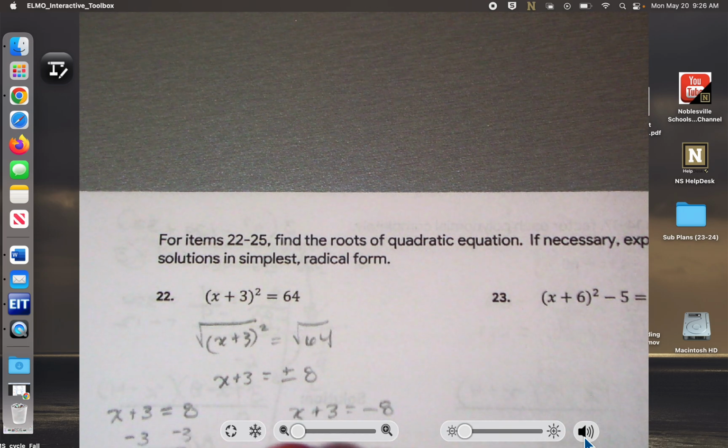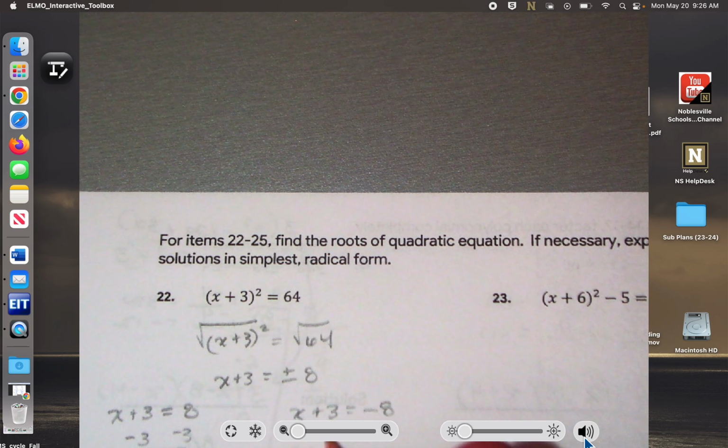So I'm going to get x equals 5 and x equals negative 11. So for this one, 5 and negative 11 would be my answers. The next one is a little bit different, but not really. It just looks different.